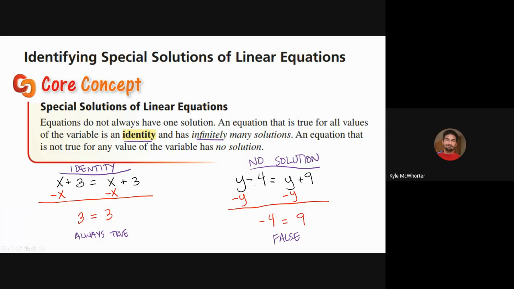So as you're solving through, sometimes all your variables will cancel out. If what's left over is true, like sometimes it'll be 0 = 0, but that's true also, right? As long as it's the same number on both sides, that's an identity and it has infinitely many solutions. If all your variables cancel out and you end up with an equation that's false, that means there's no solution to that equation.